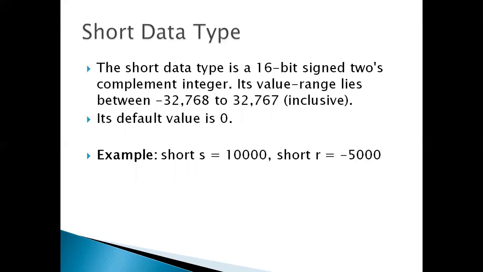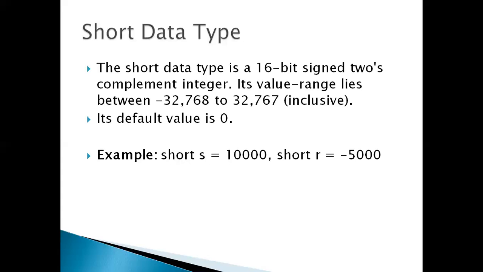Then comes the short data type. The short data type is a 16-bit signed 2's complement integer. It is also signed and the numbers are stored in 2's complement form. The only difference is that it stores a 16-bit integer. The value ranges from minus 32,768 to 32,767. Both these values are inclusive. Default value here is also 0 and we write the data type as short.